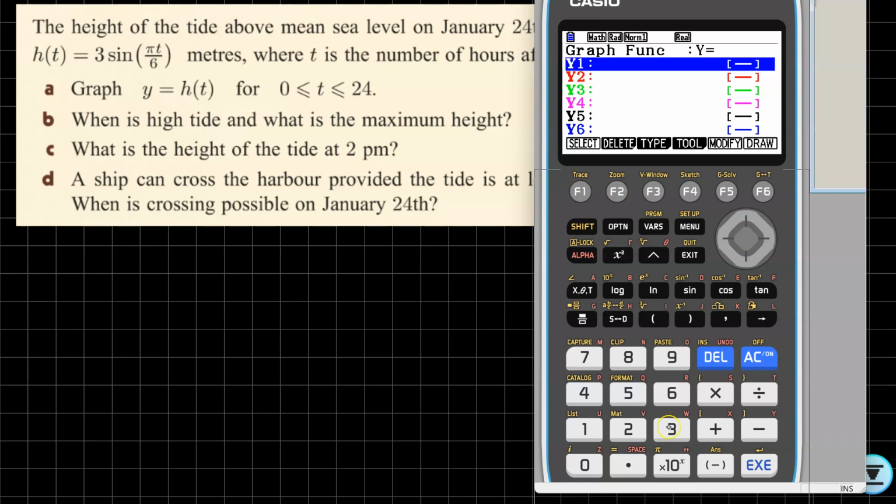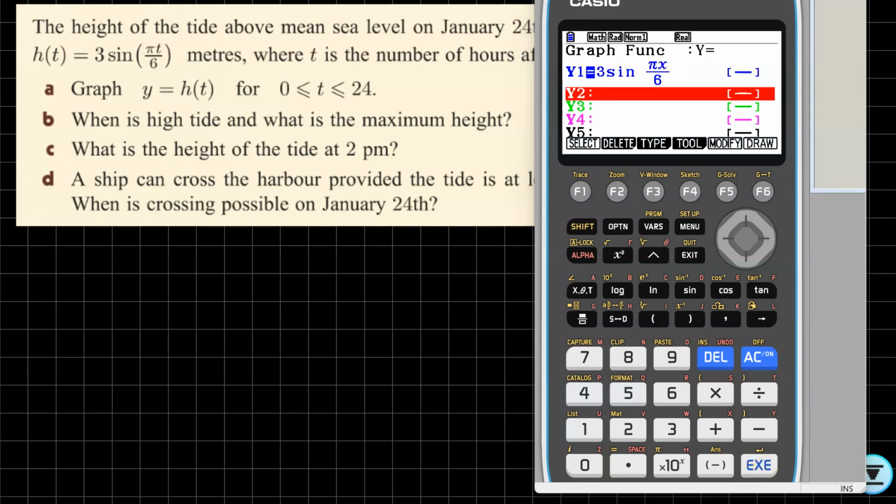So we're going to go 3 sin, bracket, pop your fraction, pi. We're not worried about the fact that it's a t, because our calculator just deals with x. I did say grab a calculator, but that's all right. All over 6. And we press enter, and then just wait for the rest of us once you've done that.